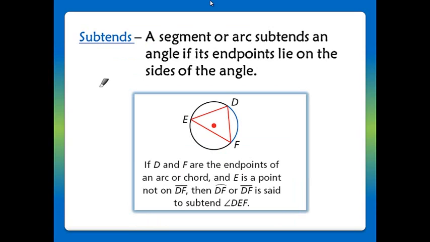The next term is subtends. A segment or chord subtends an angle if its endpoints lie on the sides of the angle. So here we have point D and point F of our same inscribed angle. They lie on the sides of the angle, so chord DF or arc DF are said to subtend angle DEF.